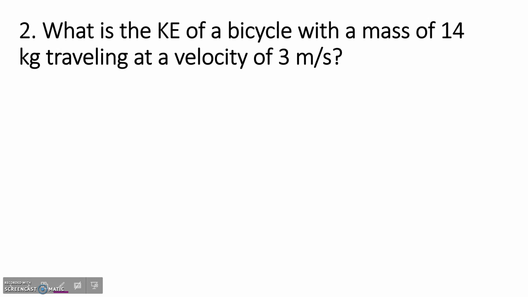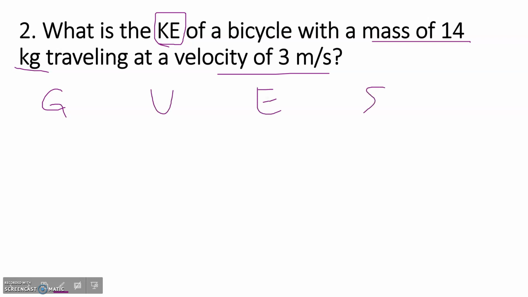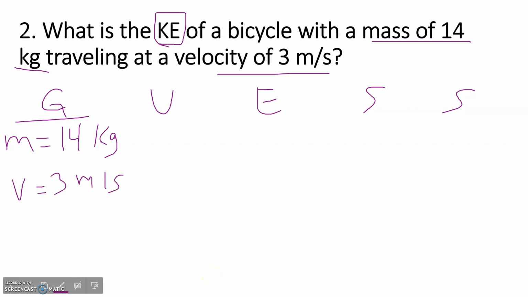All right, now we're going to find the kinetic energy of a bicycle with a mass of 14 kilograms, and it's traveling at a velocity of 3 meters per second. All right, so if you would like to use your GUESS, go ahead and fill it out on your paper. So we are given a couple of things. We know that the mass is 14 kilograms. We know that the velocity is 3 meters per second.